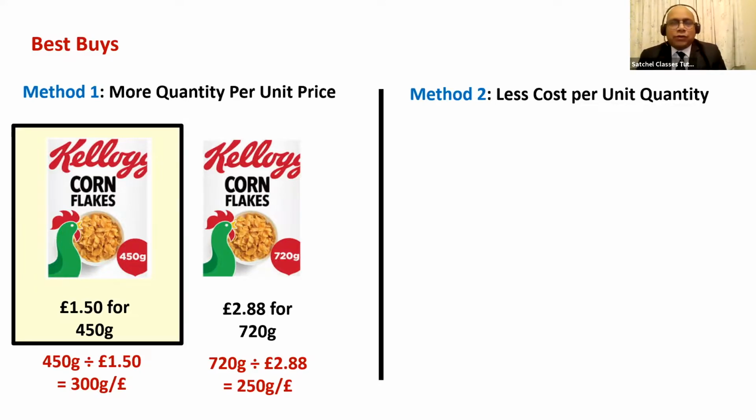The second method is all about less cost per unit quantity, which means for the same amount of the item that you're buying, which one are you going to pay less for? Right? If you compare the quantity, and for this unit quantity, which one is going to cost you less? That's clearly a better deal, right? That's the second method. Let's take an example.